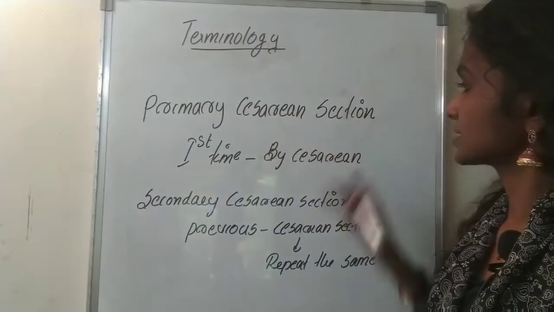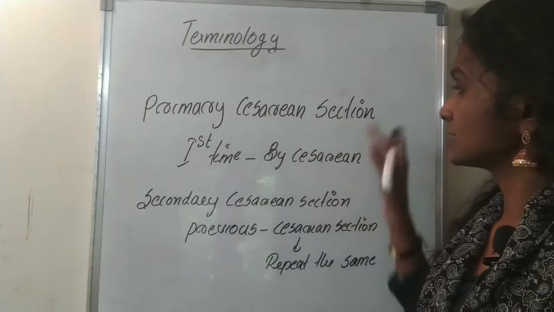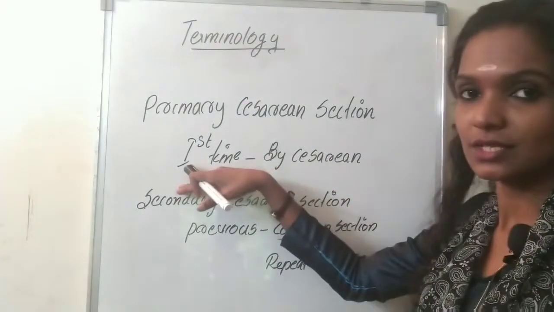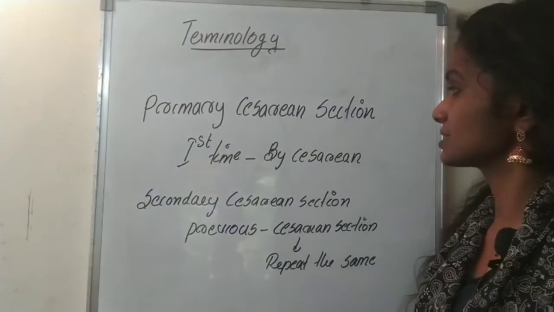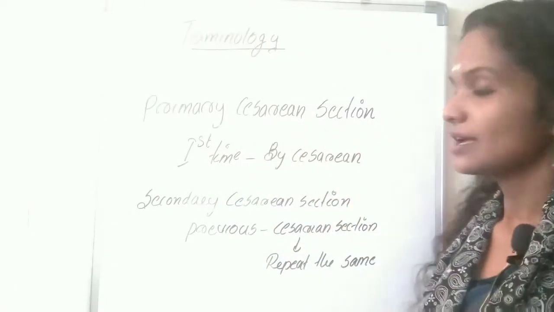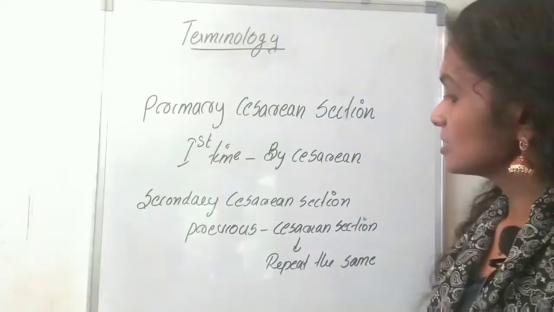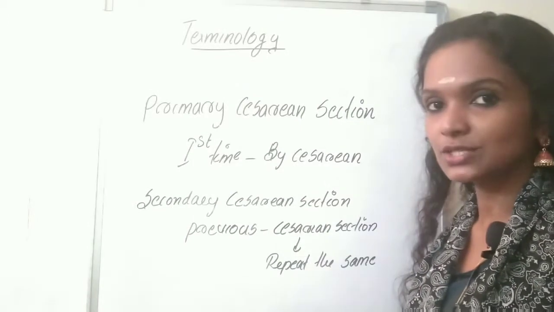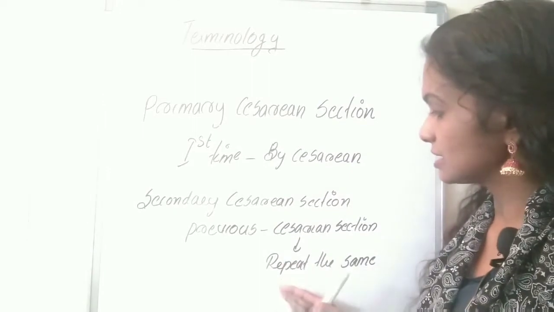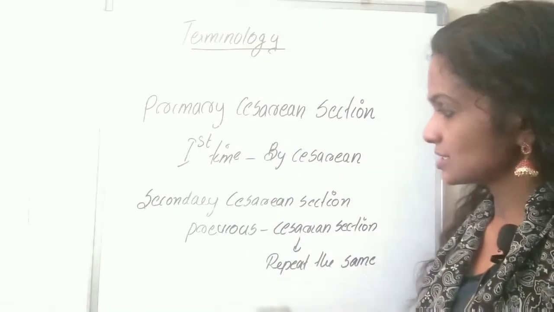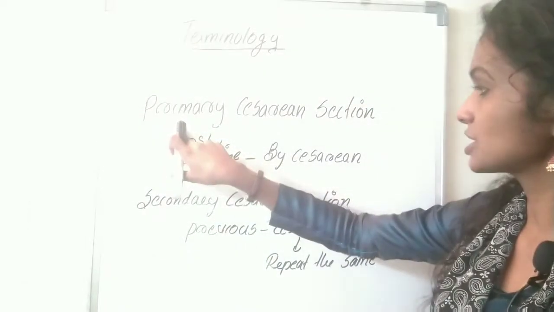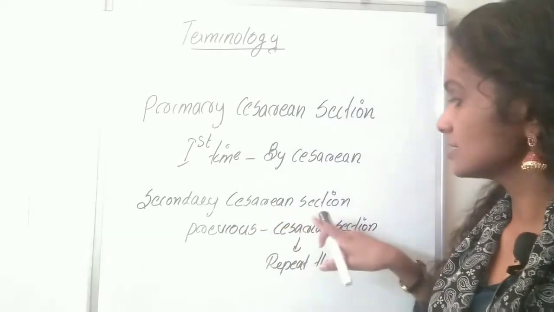Primary Caesarean section. What is this? It means the mother has delivered a baby by Caesarean for the first time. That is known as primary Caesarean section. And secondary Caesarean section: the mother already had a previous history of Caesarean, and the second time the same Caesarean delivery is repeated. That is known as secondary Caesarean section.